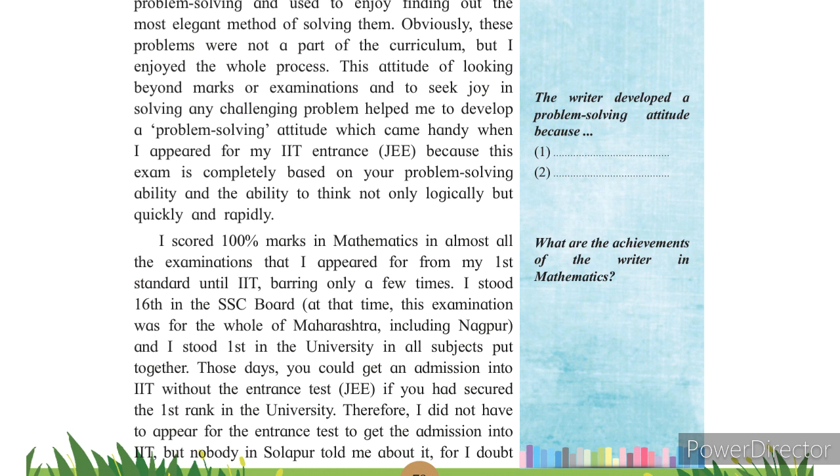I stood first in the university in all subjects put together. In those days you could get admission into IIT without an entrance test if you had secured the first rank in the university. Because he stood first in the university, he could get admission in the IIT, and students who stood first in the university were automatically admitted to IIT. In this way, those days you could get admission into the IIT without the entrance test if you had secured the first rank in the university.